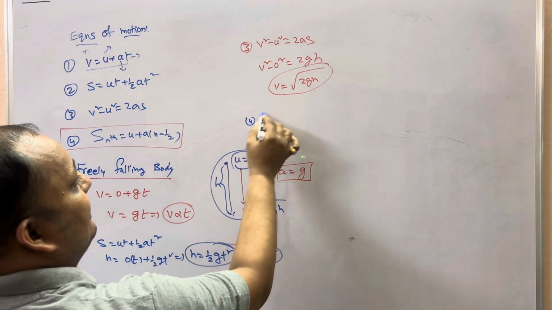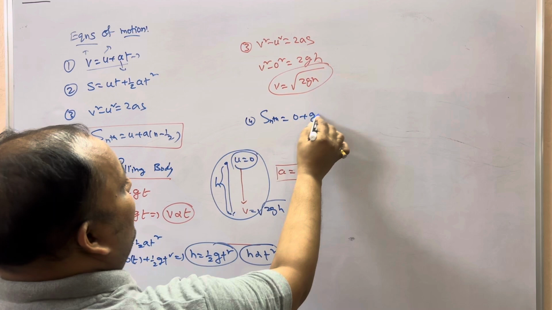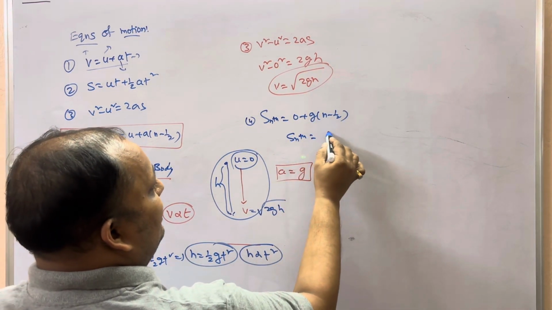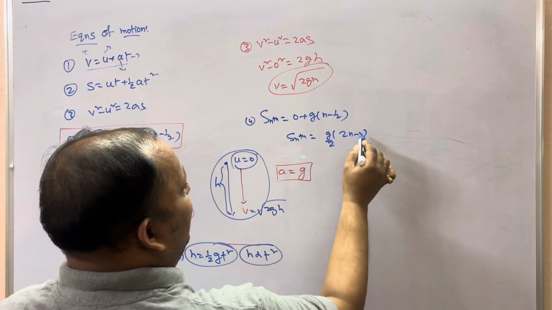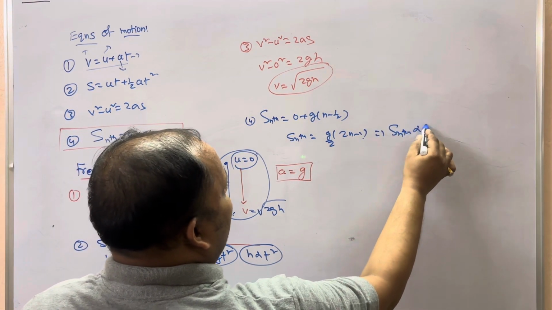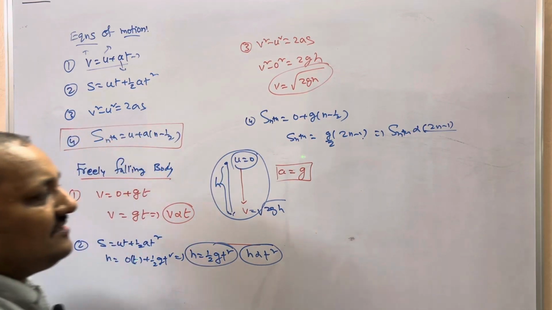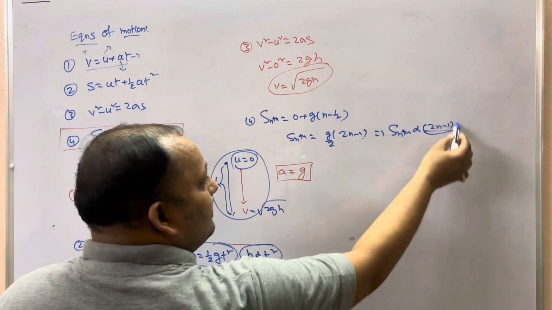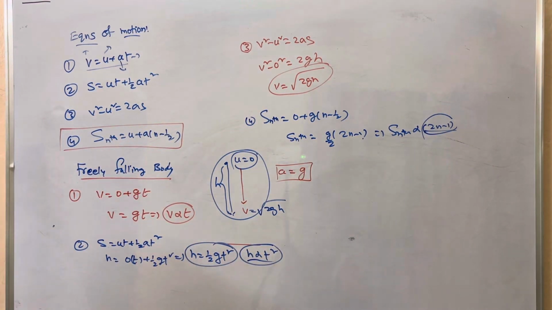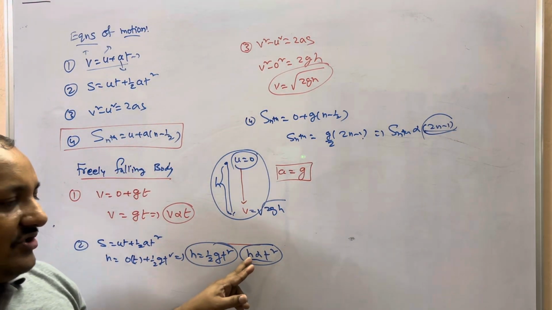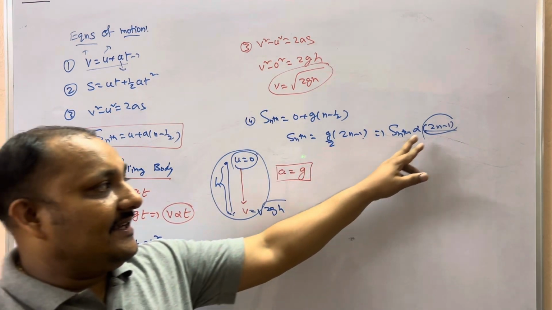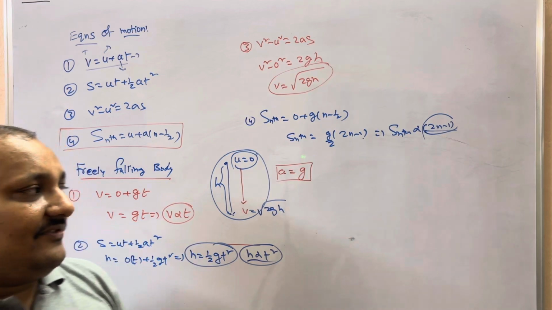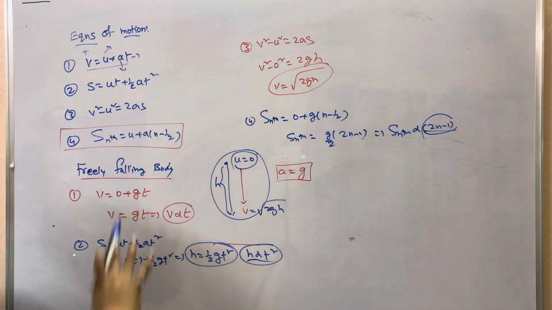Distance covered in nth second. S nth is equal to 0 plus G into (N minus 1 by 2). So S nth is equal to G by 2 into (2N minus 1). This implies S nth is directly proportional to 2N minus 1. On this equation also they asked previous year questions: when an object is dropped from a certain height, what is the ratio of distances covered in nth second. This is the distance covered in nth second formula. So this is about freely falling body.